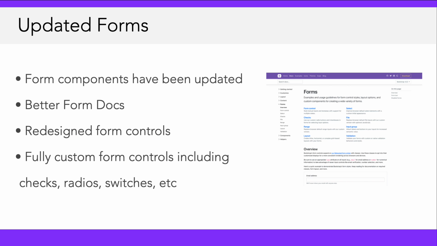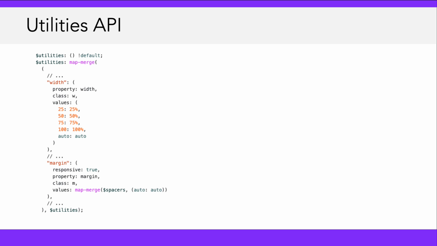So the Bootstrap form components and the documentation for forms have also been updated. There's a dedicated area just for forms. They've redesigned the form controls. In version 4, the custom controls like radios and checks and switches, they were in addition to whatever the default browser styles. In version 5, they've gone fully custom. So all checkboxes, radios, select lists, things like that, they all have a custom appearance to unify the style and behavior across all operating systems and all browsers. So this is pretty nice.